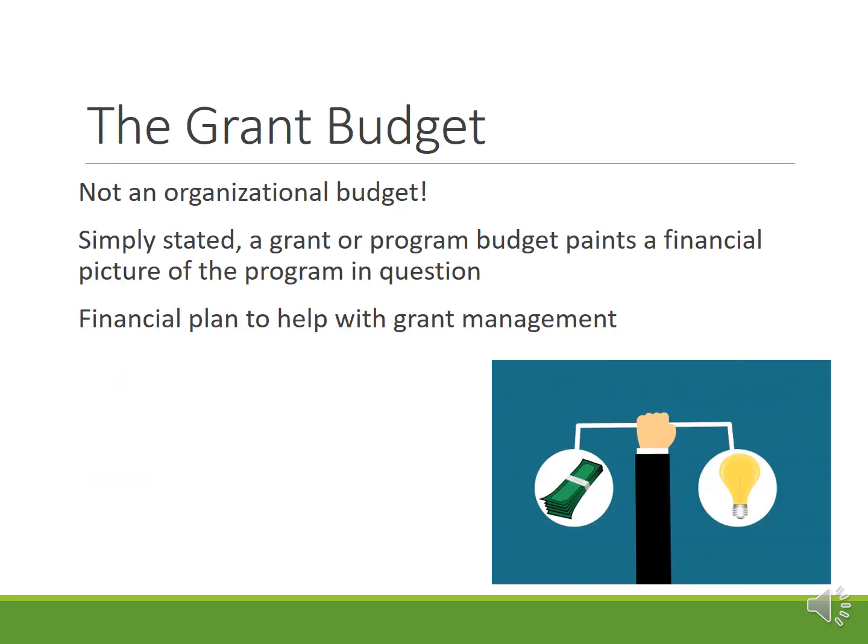A grant or program budget is not your organization's operating budget. A grant proposal budget is specific to your proposed project or program. This budget outlines what your intended expenditures would be if you were awarded grant funding. The grant budget is an important piece of your grant proposal because it shows the grant maker exactly what their funding will be used for.